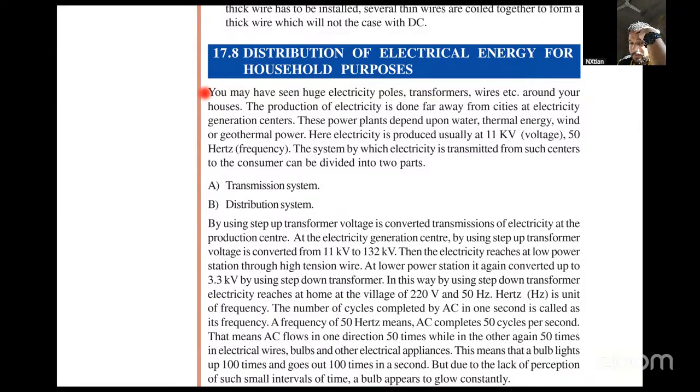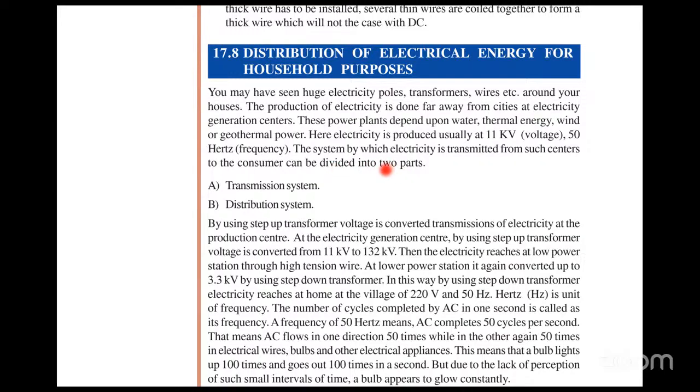You may have seen huge electricity poles, transformers, wires, etc. around your houses. The production of electricity is done far away from cities at electricity generation centers. These power plants depend upon water, thermal energy, wind, or geothermal power. Here, electricity is produced usually at 11 kV voltage, 50 Hz frequency. The system by which electricity is transmitted from such centers to consumers can be divided into two parts.